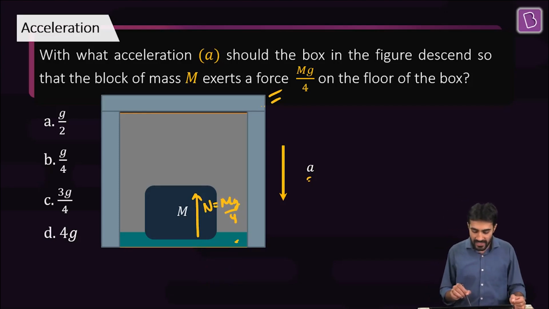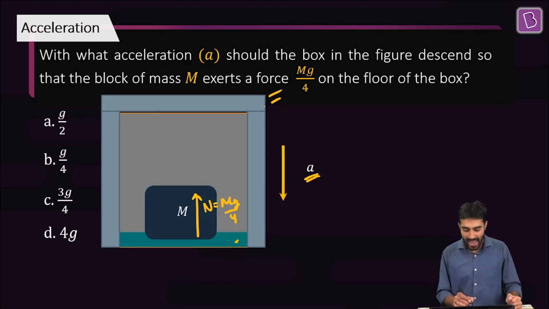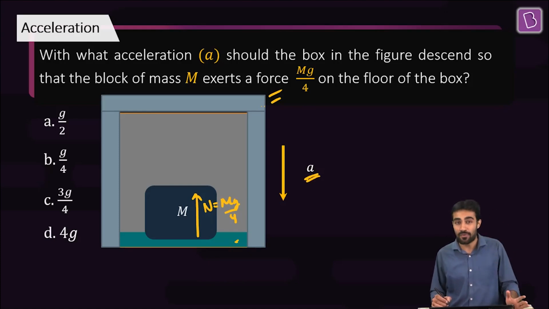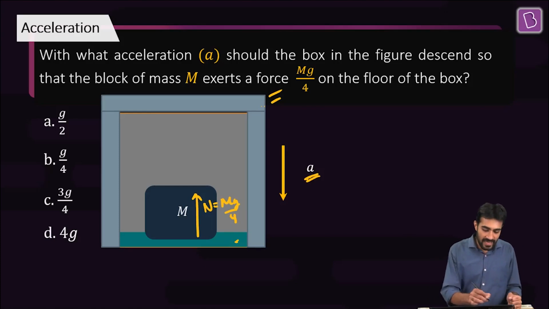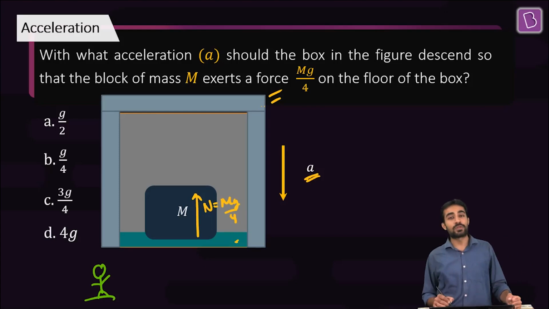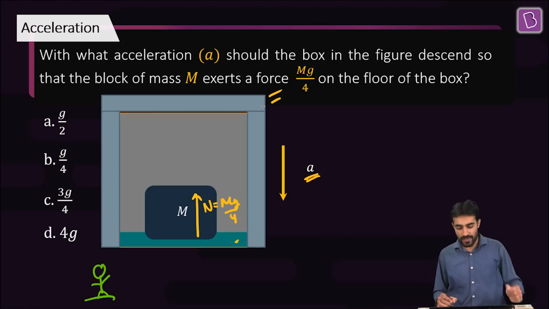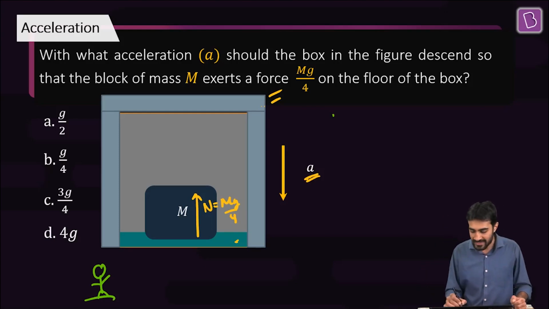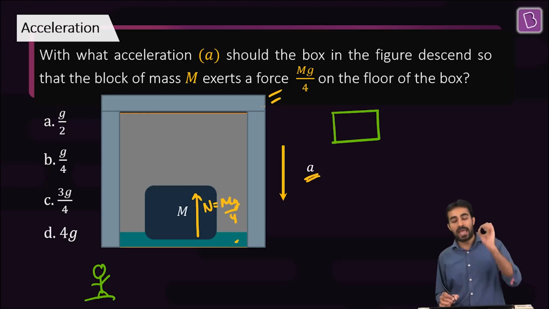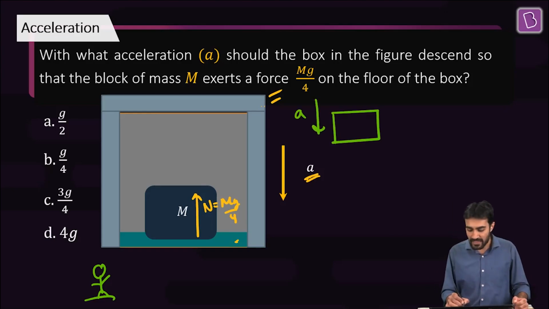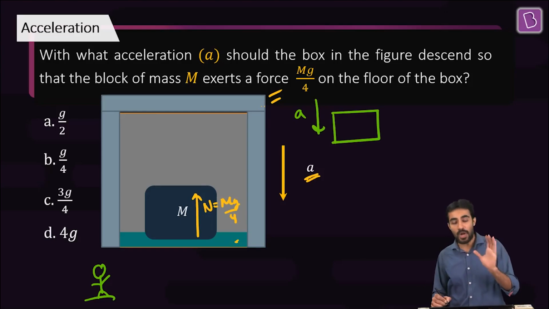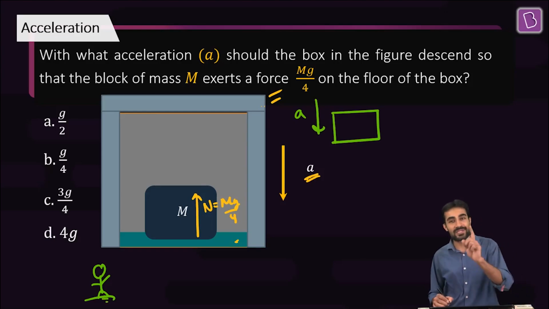Now, if the normal reaction on the block is mg by 4, can we calculate what is the common acceleration of this elevator and the block of mass capital M. Can we find this acceleration? This is the question. You will say, well, yes, we can. We can see this problem in ground frame of reference. If we are standing on the ground, we will draw the free body diagram of this block like this. We will say the block has some acceleration A in the downward direction with respect to ground. We are standing on the ground, so the acceleration is A.